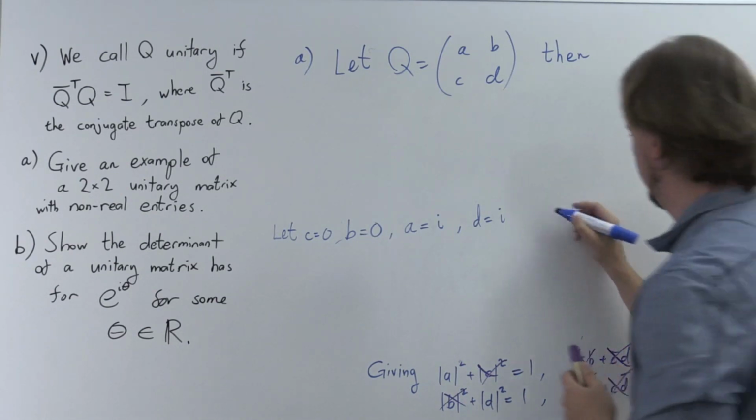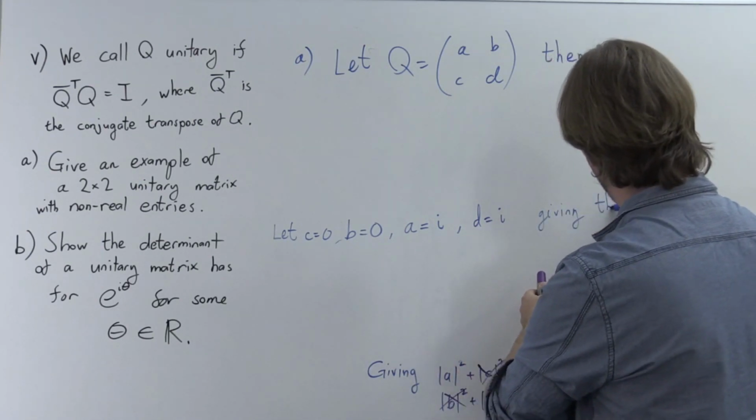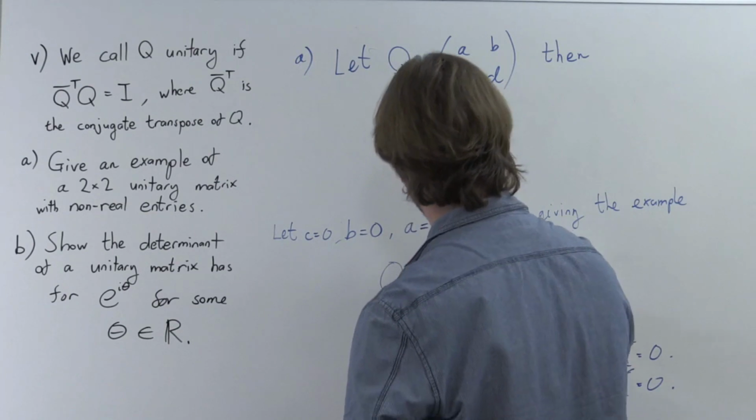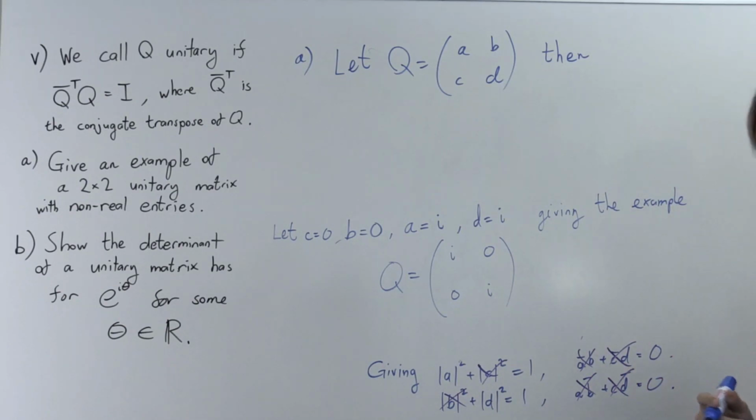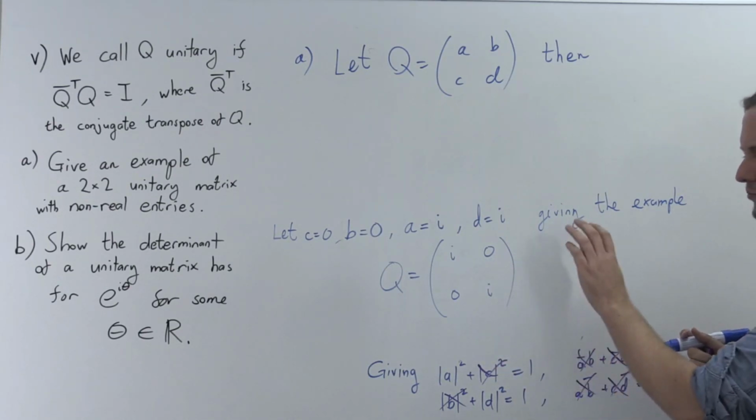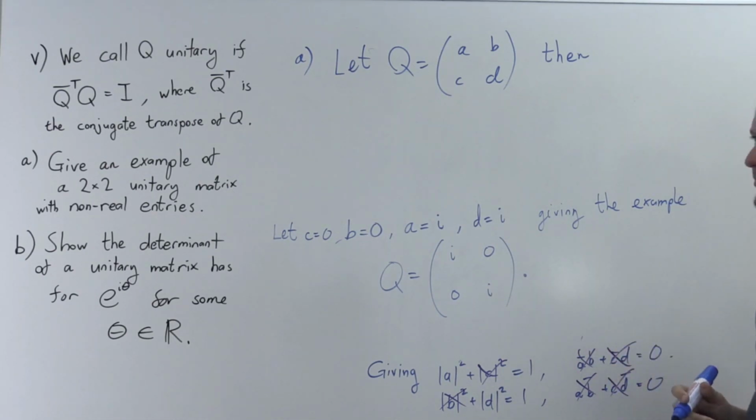So those satisfy the condition, giving the example. My example is Q equal to I, 0, 0, I. And actually this is just I times the identity. Turns out that if you look at this condition for a while, you'll see that the complex conjugate on the I just makes it work very nicely. So once you have this example, I can actually think of a whole host of examples, which are maybe more interesting, but this is good enough. So it's a 2 by 2 matrix that has some non-real entries, and it is unitary. So I'm happy with that.